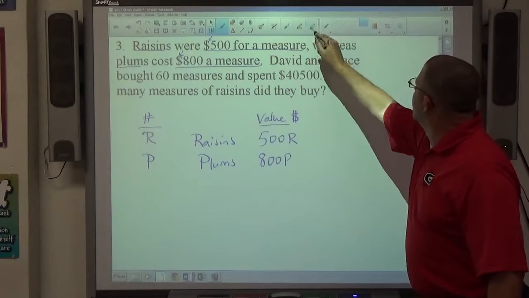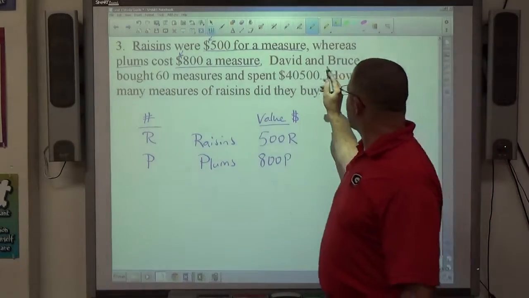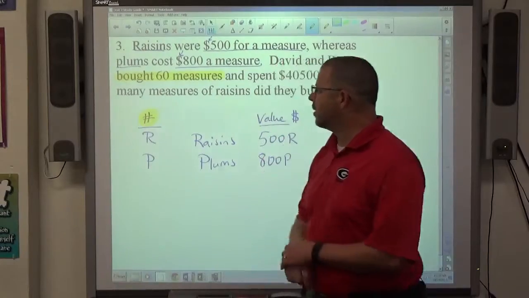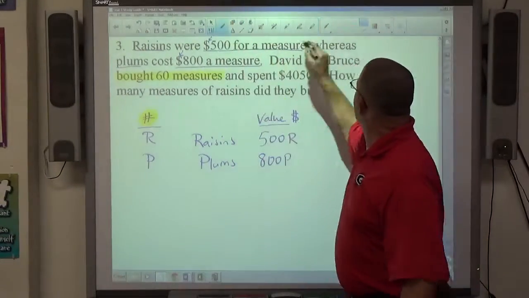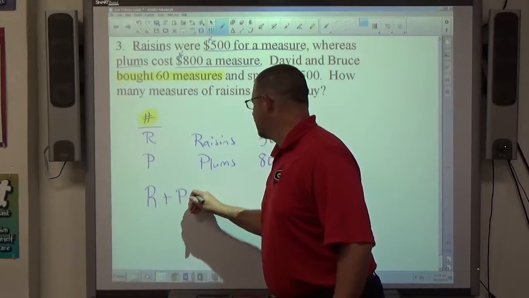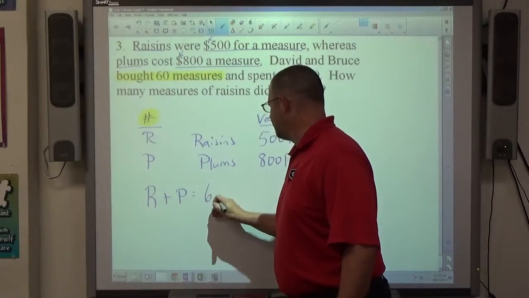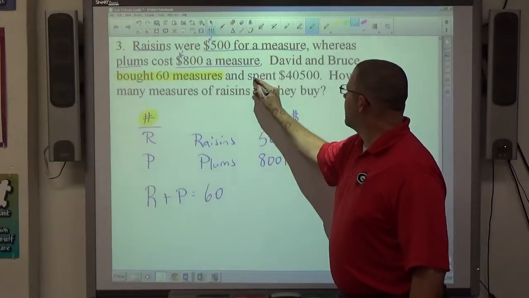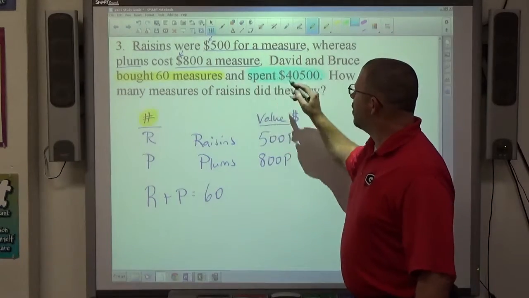So the next thing we do is we take a look at the facts they give us. Fact number 1, bought 60 measures. That is a fact of number. So we're going to take the number of raisins plus number of plums is equal to the number of measures bought. The other fact they give us is they spent $40,500, which is about value.